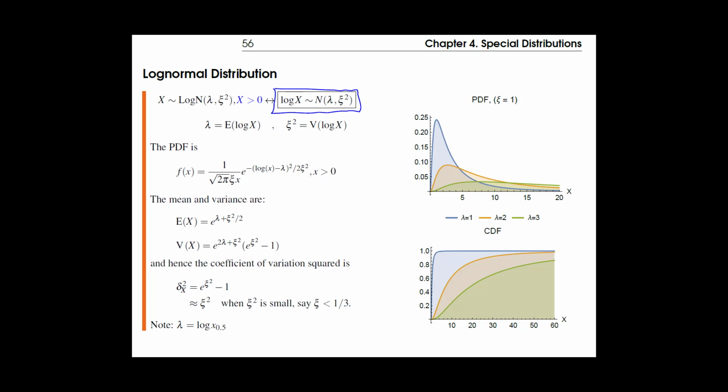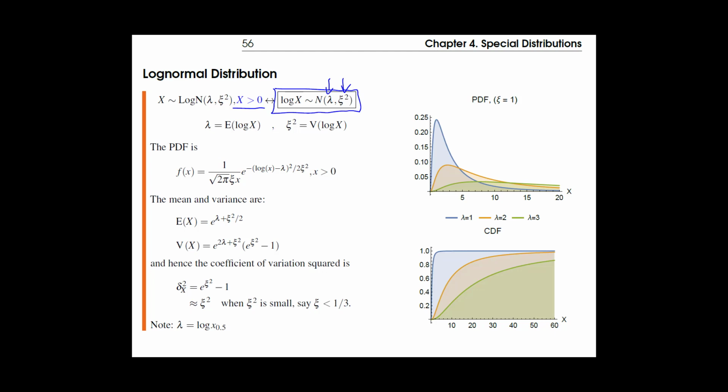Okay, so that means that by this definition, lambda is the expected value of log of x and psi square is the variance, right? Because remember that for a normal distribution, the first argument is the expected value, second argument is the variance. So that is why. All right. Since it's the log of a random variable, this distribution is only defined for positive random variables. So that makes it very useful for engineering applications because we typically deal with positive random variables.